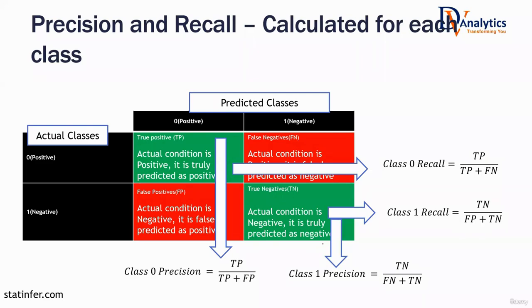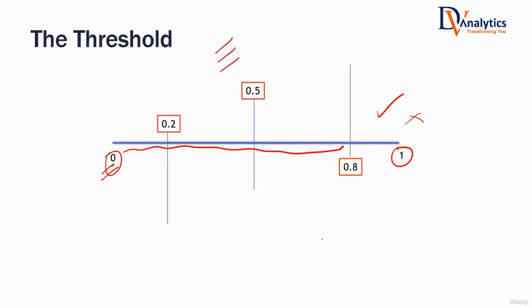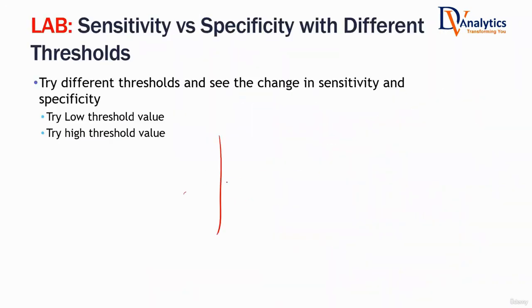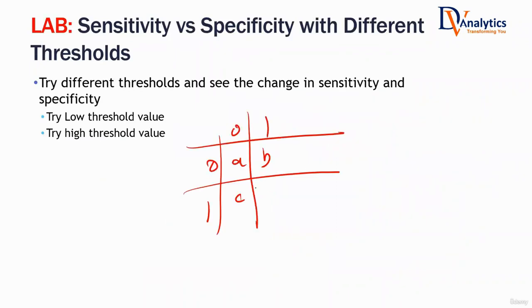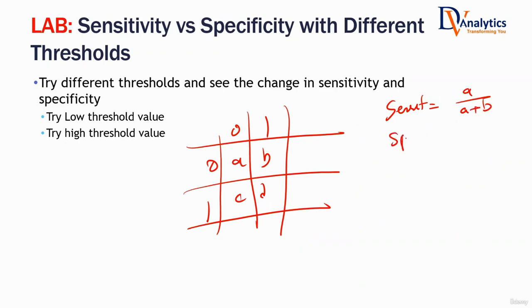Though these are several terms, the concept behind them is very easy. Let us recap once again. If this is the confusion matrix with 0, 1, 0, 1 and cells A, B, C, D, tell me the formula for sensitivity. A divided by A plus B. Always sensitivity is first class. Specificity: D divided by C plus D. D for Delhi. This is recall of class 0.